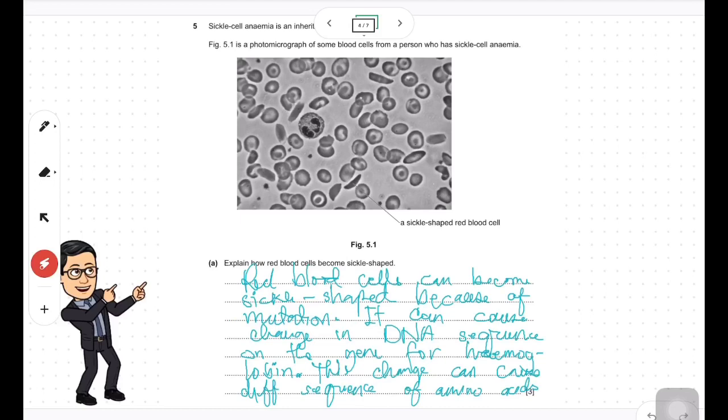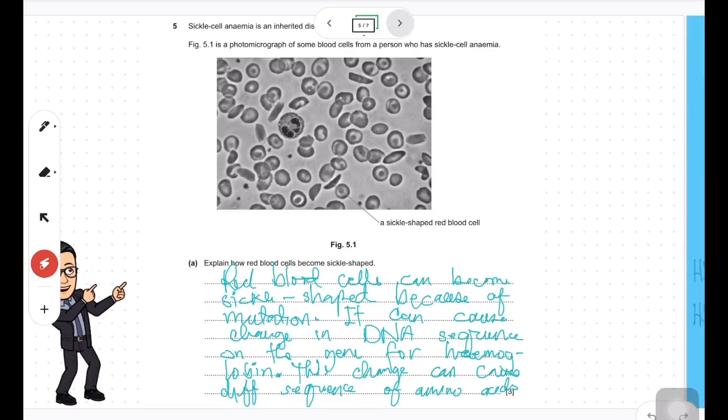It can cause a change in the DNA sequence, 2 marks right there, on the gene for hemoglobin. This change can cause a different sequence of amino acids. So that is the 3rd mark for this question. Another one.